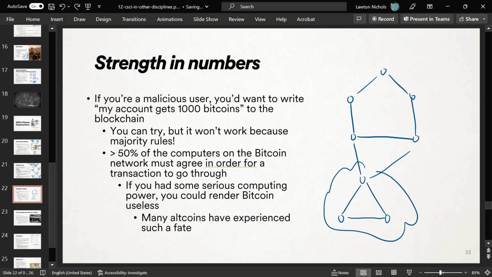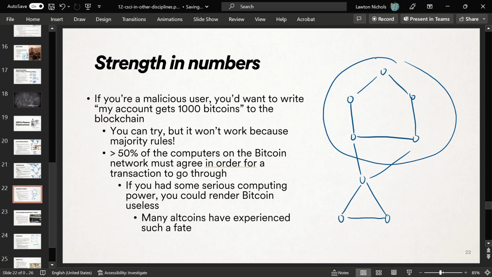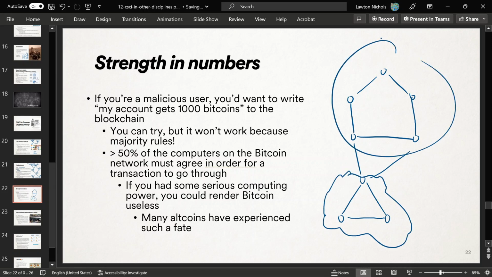Maybe you control this many computers. That's not enough because that's not the majority. If you control over half of the Bitcoin network, first of all, that would take a lot of computers, some serious power. Only nations could even think of doing that. But if you had enough computing power, you could take over half of the network, and you write to all of their blockchains that something happened, everybody else is going to agree because majority wins. So taking over this much is not enough, but taking over this much is enough. And so if you had enough computing power, you can make Bitcoin useless because then you are the majority. Everything you say goes, which is interesting.